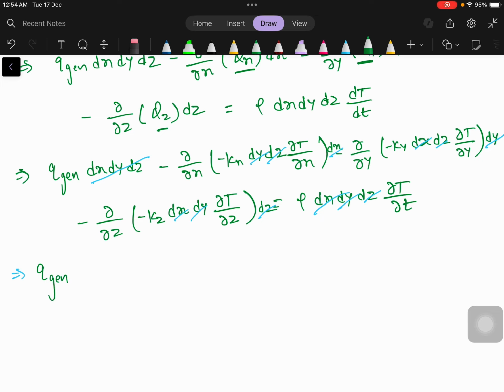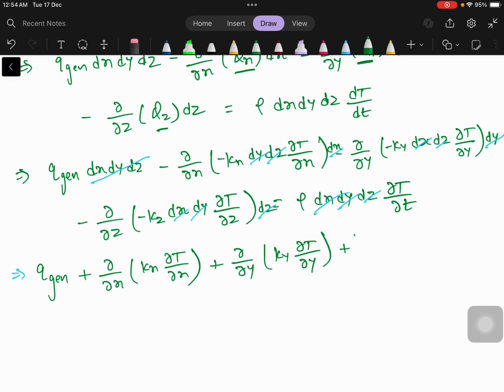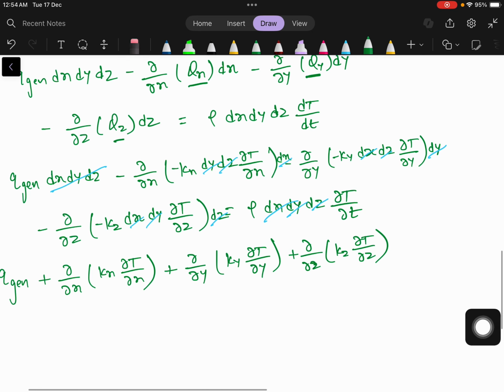And ultimately we are going to get q generated plus del by del x Kx del T by del x, plus del by del y Ky del T by del y, plus del by del z Kz del T by del z, and this will be equal to rho c del T by del t.